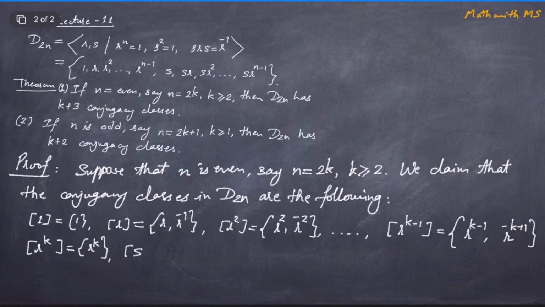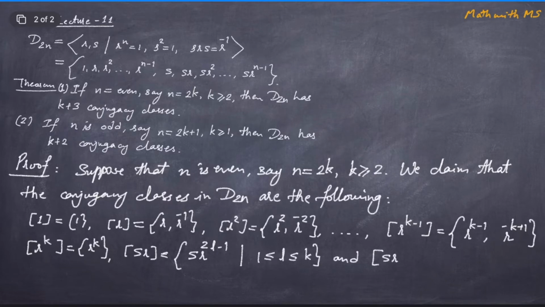The conjugacy class of the element sr consists of elements of the form s r to the power 2l minus 1, odd powers of r, where l is bigger than or equal to 1, less than or equal to k. And finally, there is one more conjugacy class, that of s r squared. The conjugacy class of this consists of elements of the form s into even powers of r, s r to the power 2l, where again l is bigger than or equal to 1, less than or equal to k.